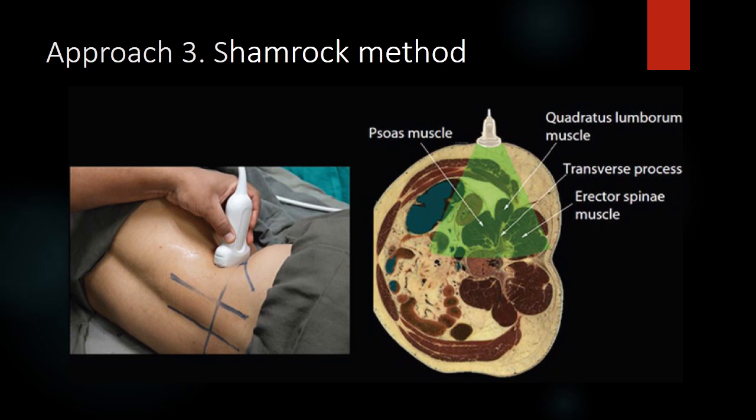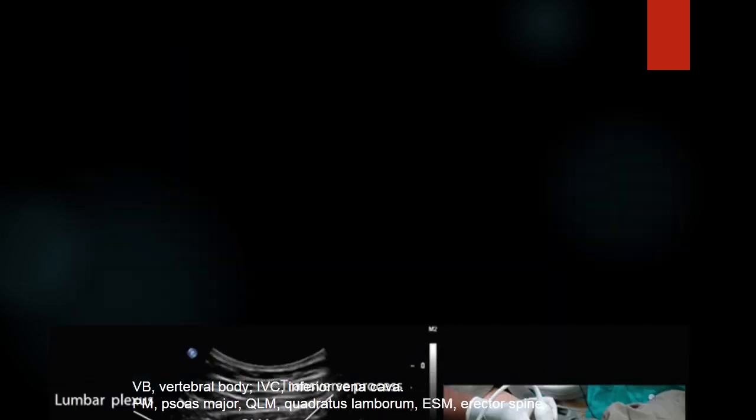Approach 3, Shamrock method. In this approach, a transverse sonogram of the lumbar paravertebral area is obtained at the level of the transverse process of the L4 vertebra. The anatomical arrangement of the three muscles around the transverse process, that is, the psoas muscle lying anterior, the erector spinae muscle lying posterior, and the quadratus lumborum muscle lying at the apex, produces a sonographic pattern that has been likened to a shamrock, with the muscles representing its three leaves.